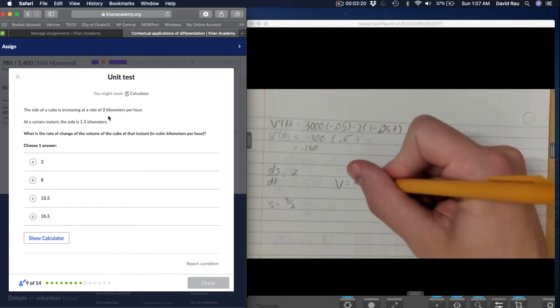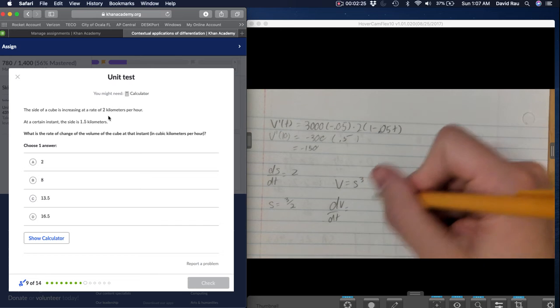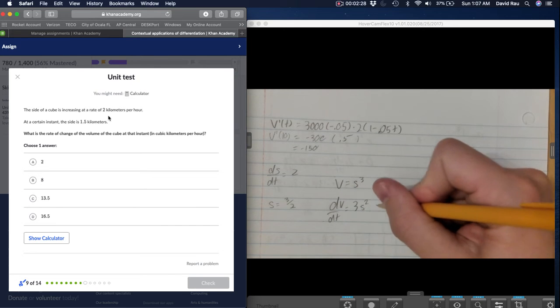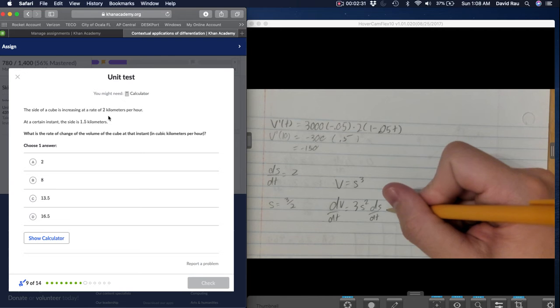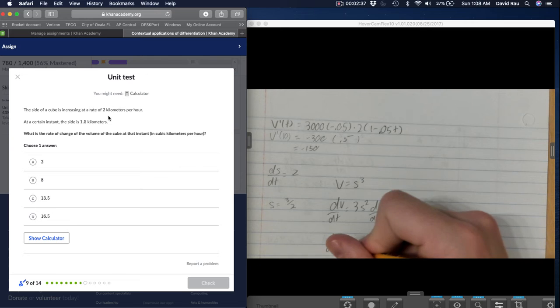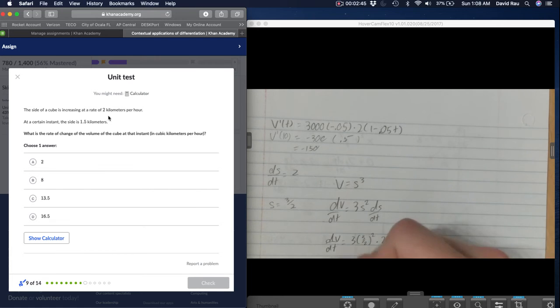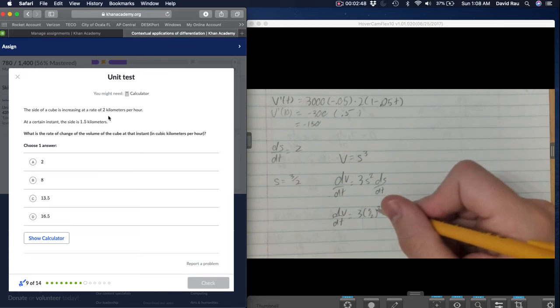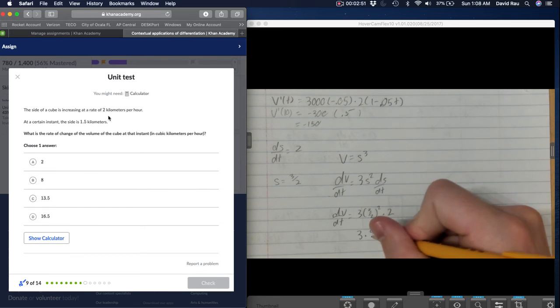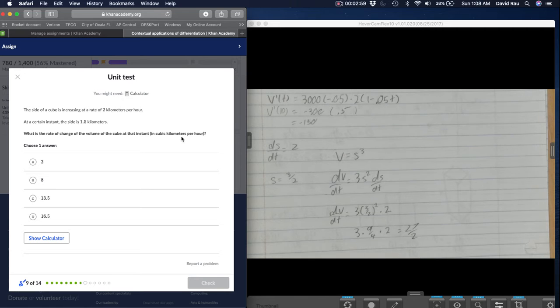Well, just remember that volume of a cube is just S cubed. And so if I want dV/dt, I'll derive the other side and I'll get 3S squared dS/dt, and now I just have to plug in S and I have to plug in dS/dt. So I have 3 times 3 over 2 squared times 2, and this is why I chose to write this as a fraction, because I knew I was going to be squaring this in a second. So that's 3 times 9 over 4 times 2, and that all ends up being 27 over 2. And it's volume, so yeah, cubic kilometers per hour.